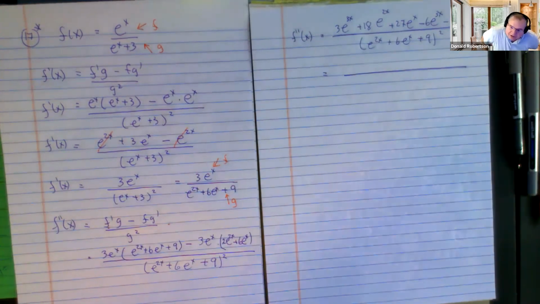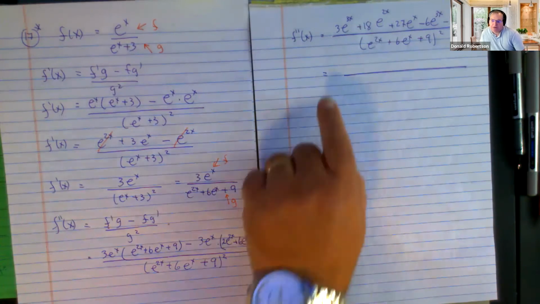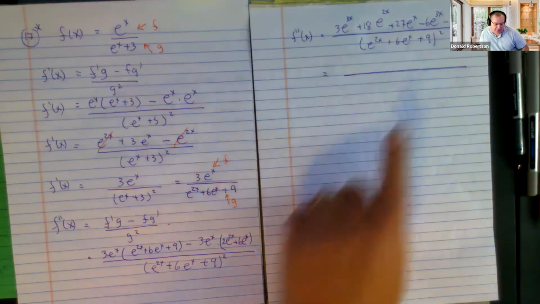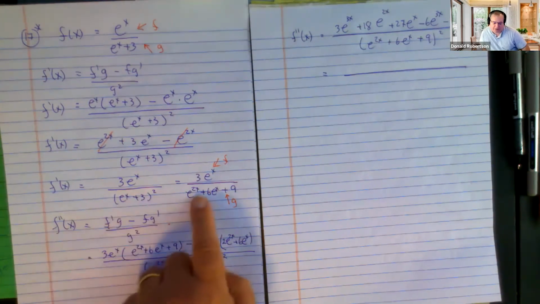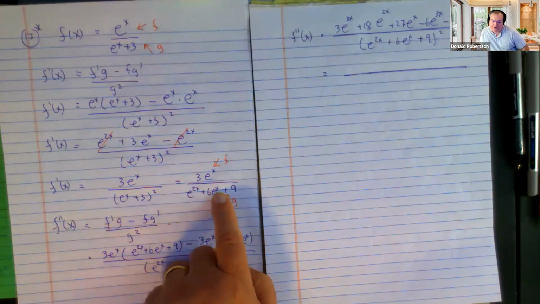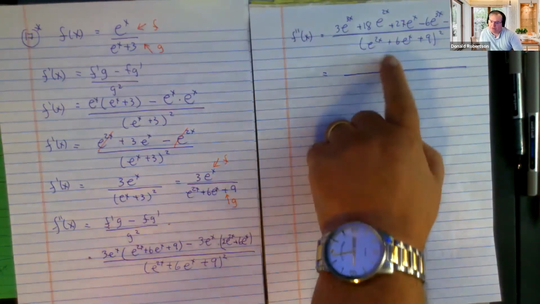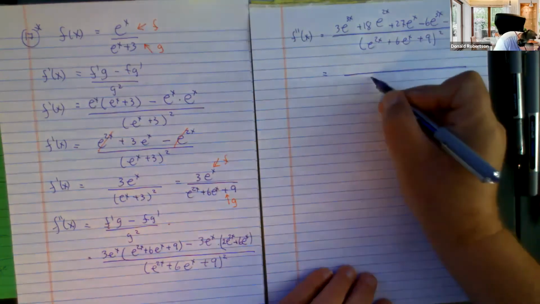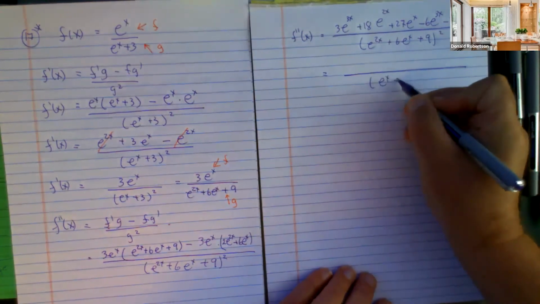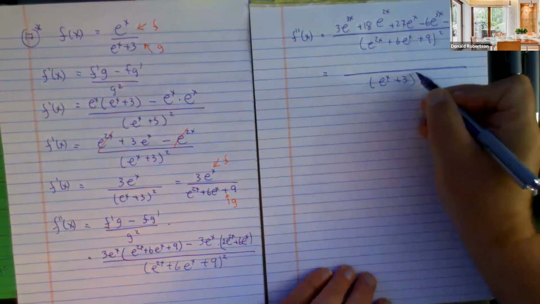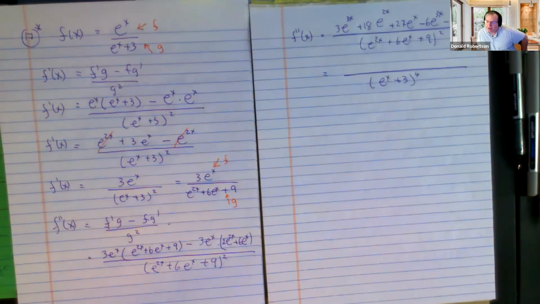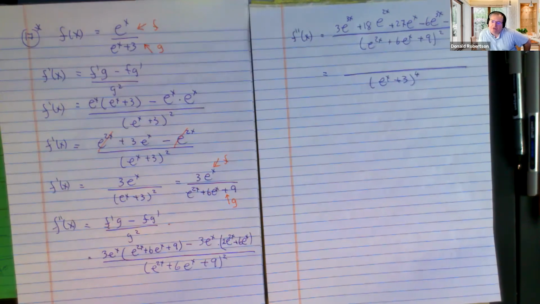Okay, let's start thinking about making this look pretty. Isn't that guy just him, right? Isn't e to the 2x plus 6e to the x plus 9 actually this guy? So if you take this guy and square it, isn't it really just that guy squared? Are you comfortable with that? So the bottom's not actually as ugly as it looks.